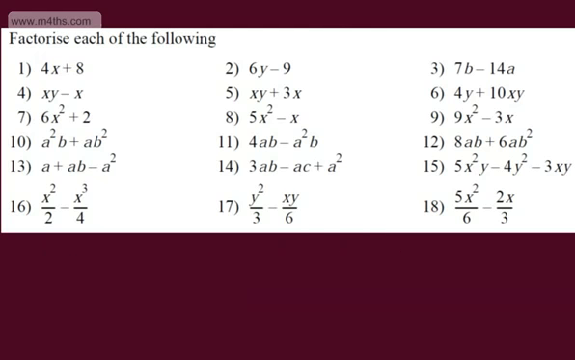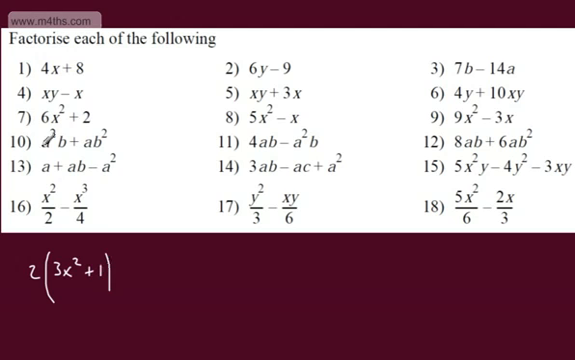Okay, next one, 6x squared plus 2. Biggest number that goes into 6 and 2 is 2. We've got an x squared but no x here, so that's not common to both. So we can open up our brackets. What do we need to multiply 2 by to get 6x squared? The answer is going to be 3x squared. What do I need to multiply 2 by to get positive 2? The answer is positive 1.